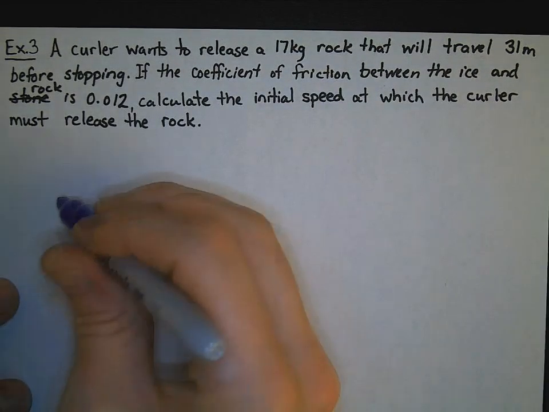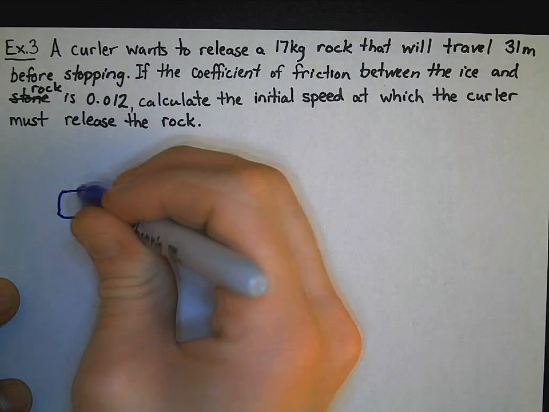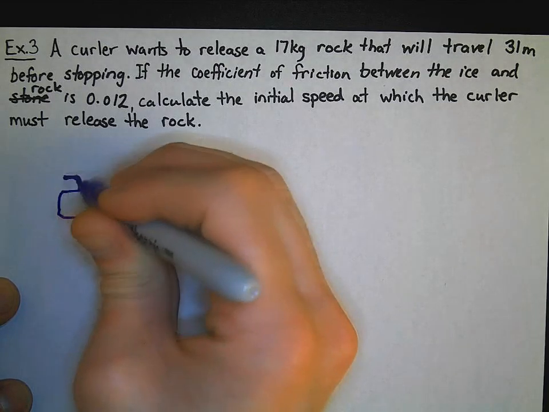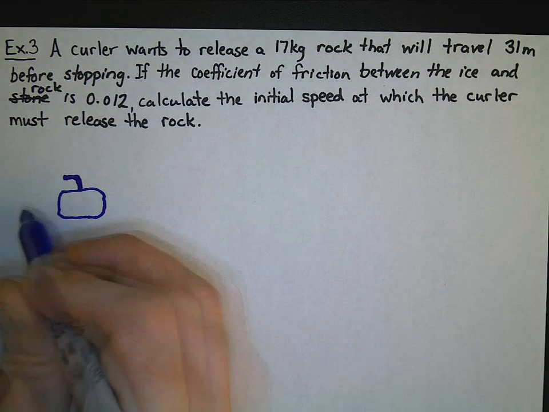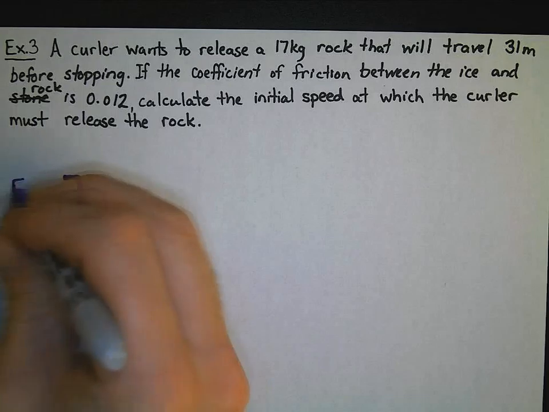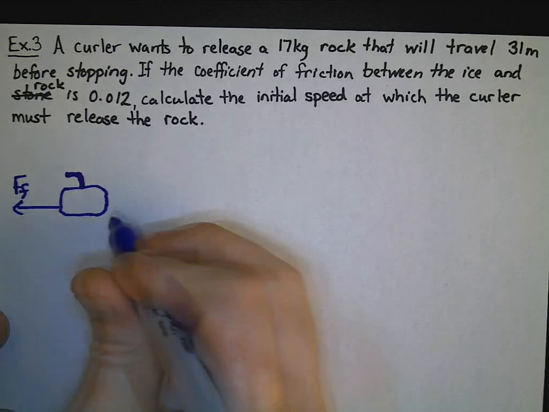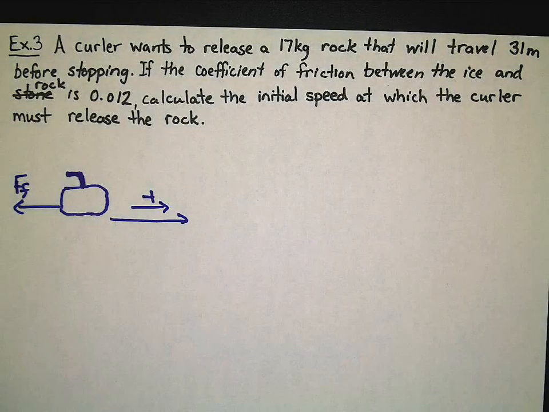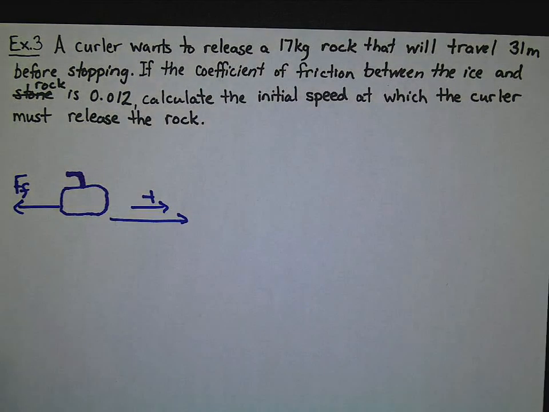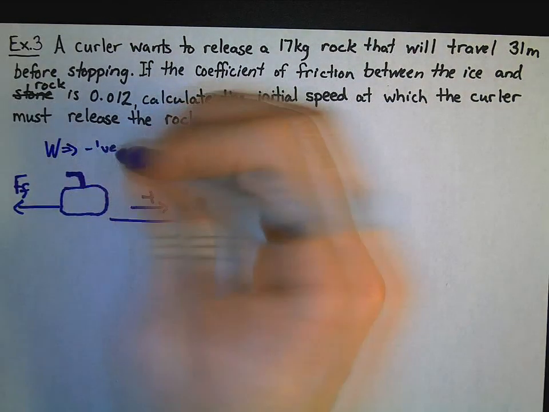So we have our curling rock. Best drawing that I can do there, although it looks a little bit more like an apple, but it's my best attempt. That tells me that we have a force of friction acting back on the rock in this case, and my displacement is in the positive direction. So my force and my displacement are in opposite directions. That tells you that work is going to be negative in this case, and let us calculate it.